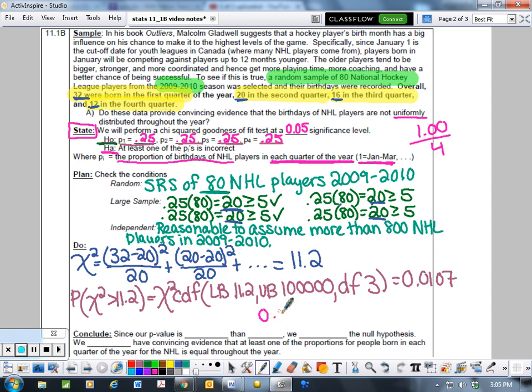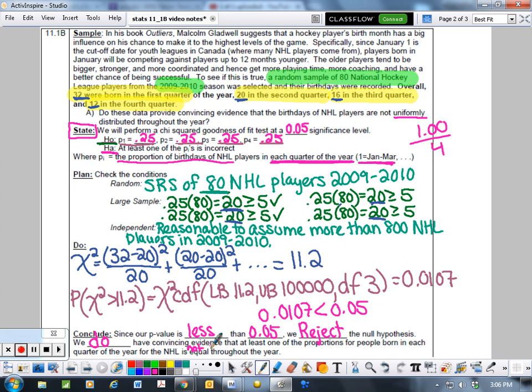And then from here, we're just comparing that to our significance level. So is 0.0107 less than 0.05? And if it is, we reject it. If it's not, we draw a line through that less than symbol and we fail to reject. It is less than, since our p-value is less than 0.05, we reject our null hypothesis. And we do have convincing evidence that at least one of the proportions for people born in each quarter of the year in the NHL is not equal throughout the year.